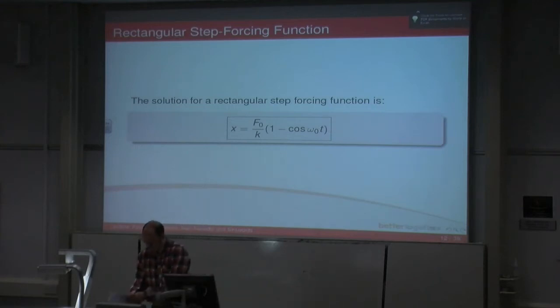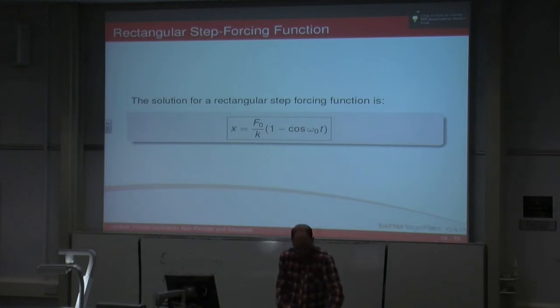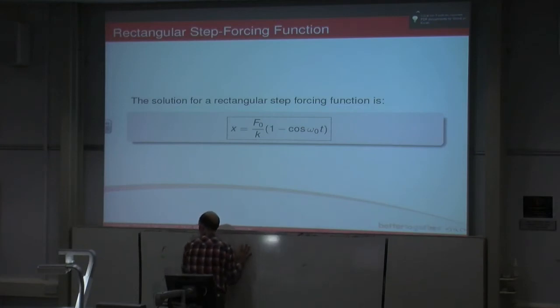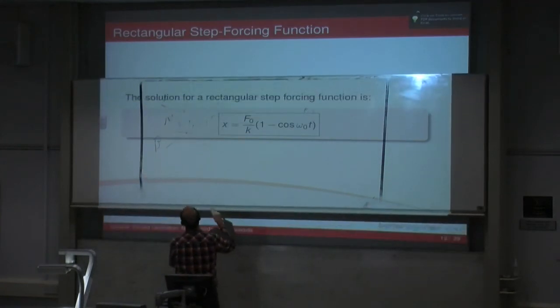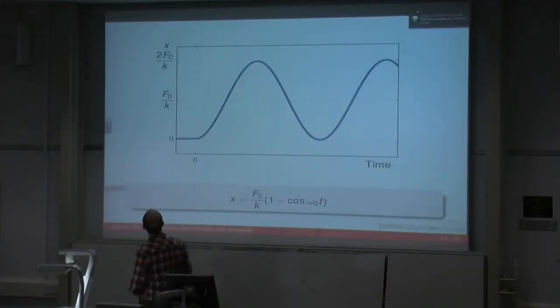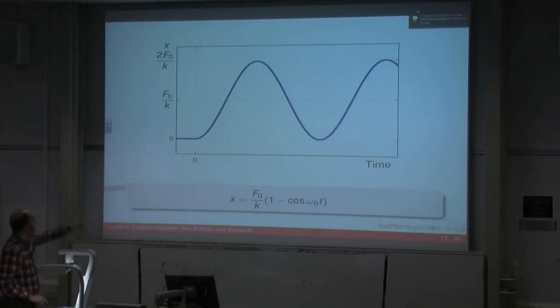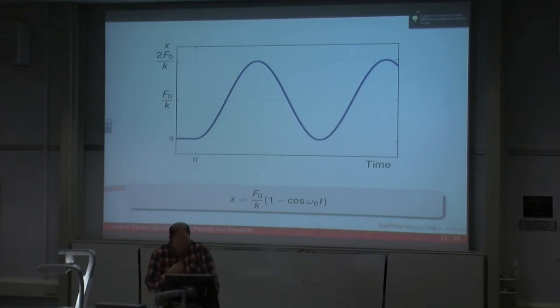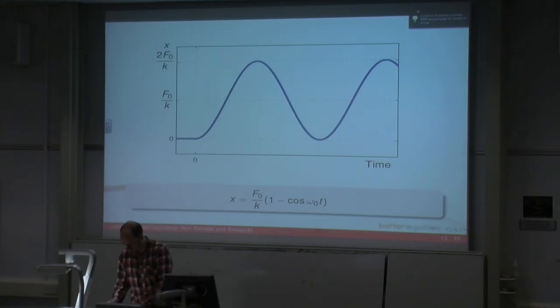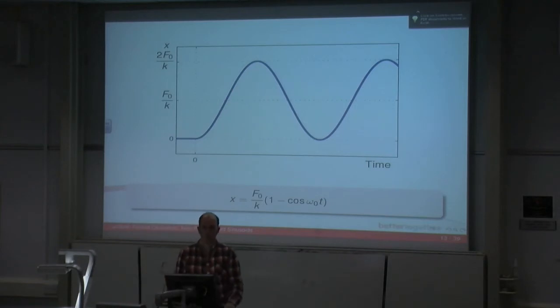Now what I'm going to do is plot that on the board so you can see how we get there. As it happens, you can't really see on the board what's going on, so I'm going to skip this part in the video. So as you can see, you've got 2 times F naught upon k as your maximum, the oscillation is centered upon F naught upon k. And obviously we're starting at 0 because there's no force being applied at time equals 0. Okay, is that clear?